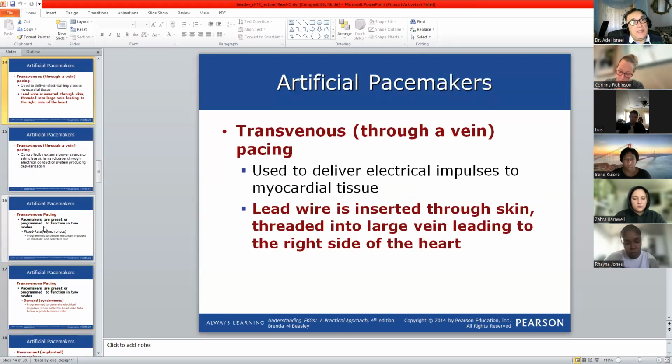And capture will be a wave, okay? The second type of pacing is transvenous. Transvenous means through a vein. It will have a wire, and this wire goes through the skin and is threaded into the large vein. And what is the largest vein, do you know? Superior vena cava, to the right side of the heart.